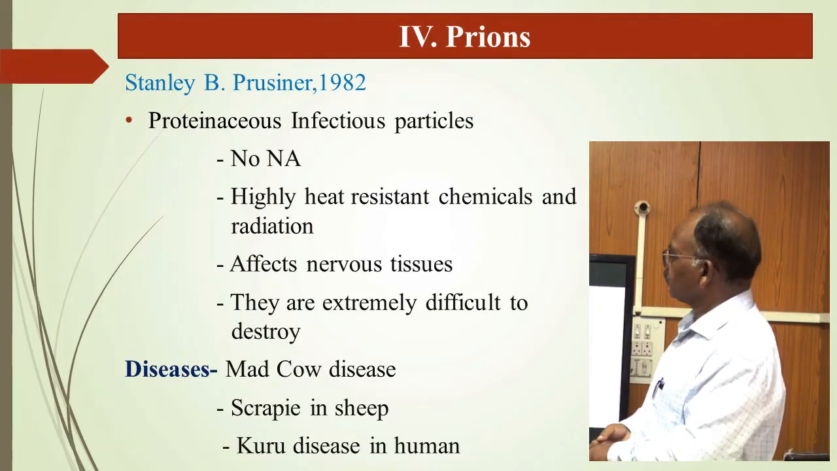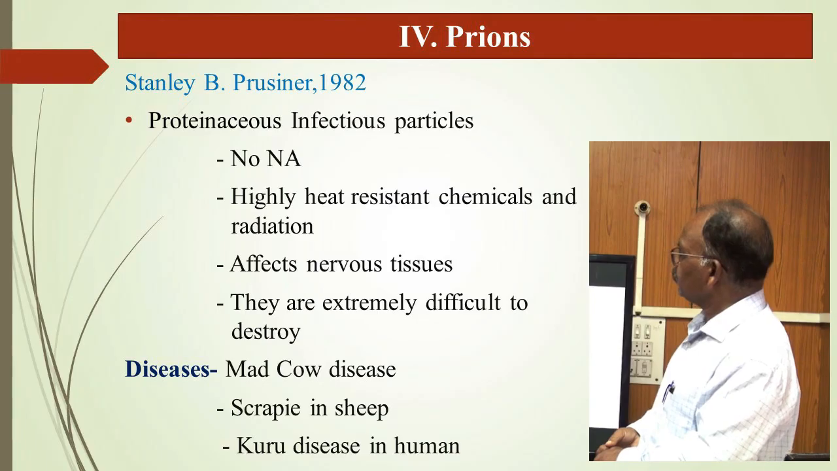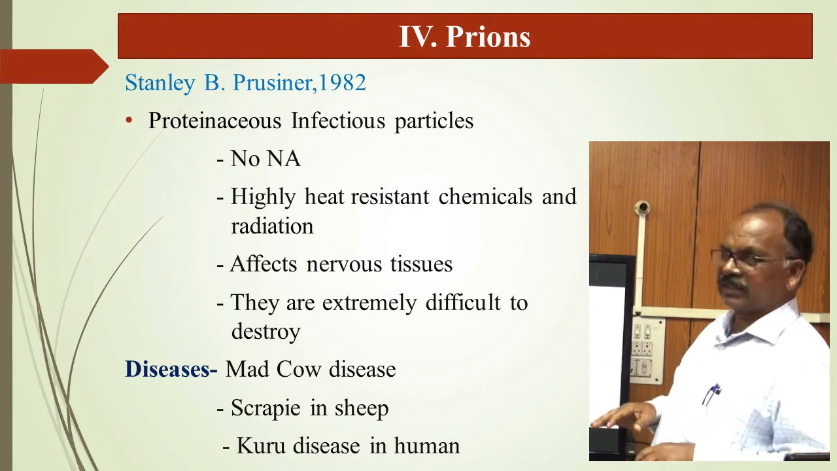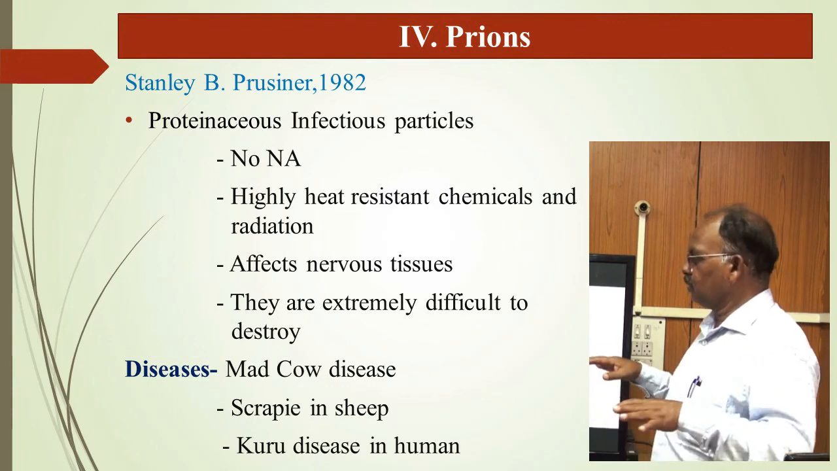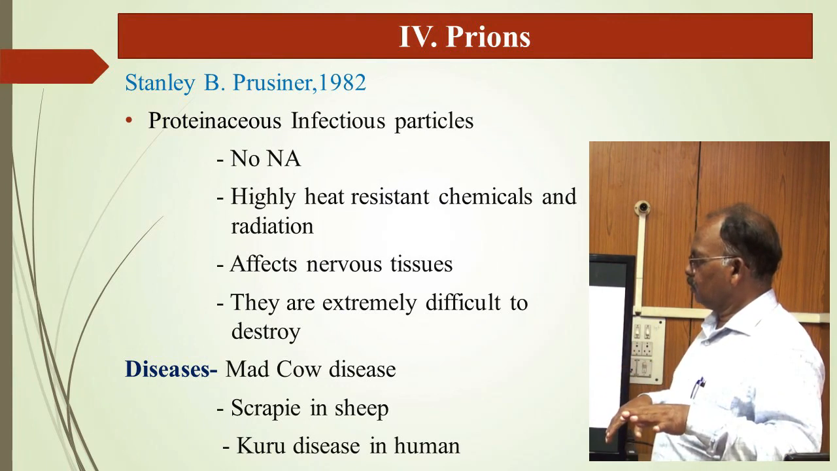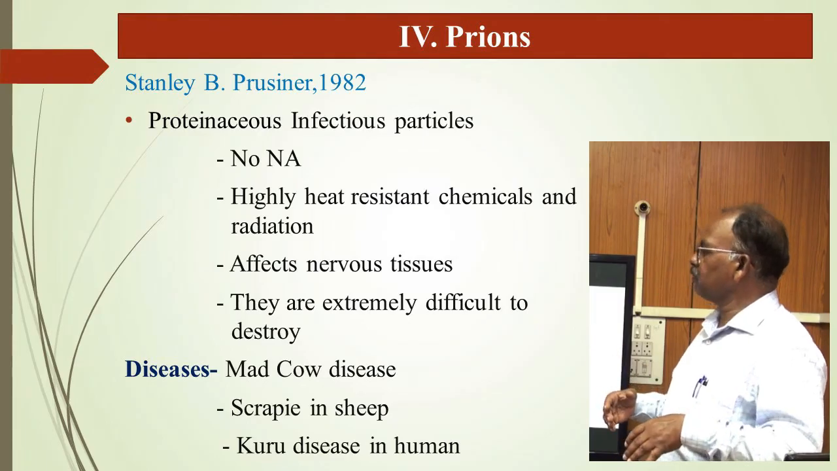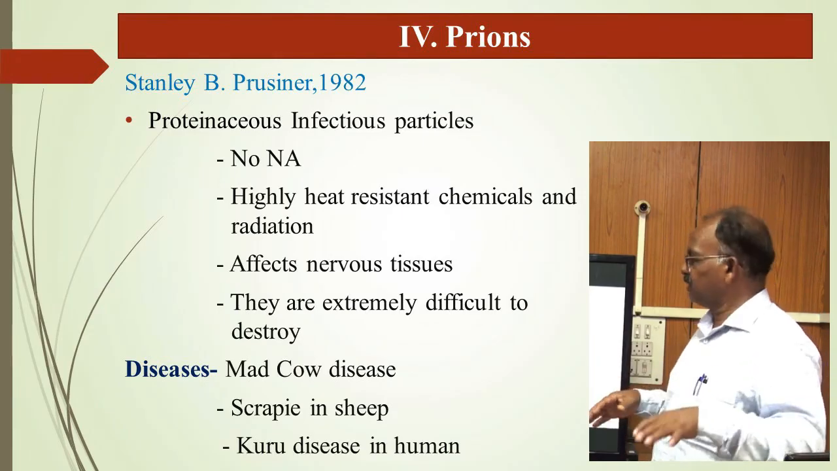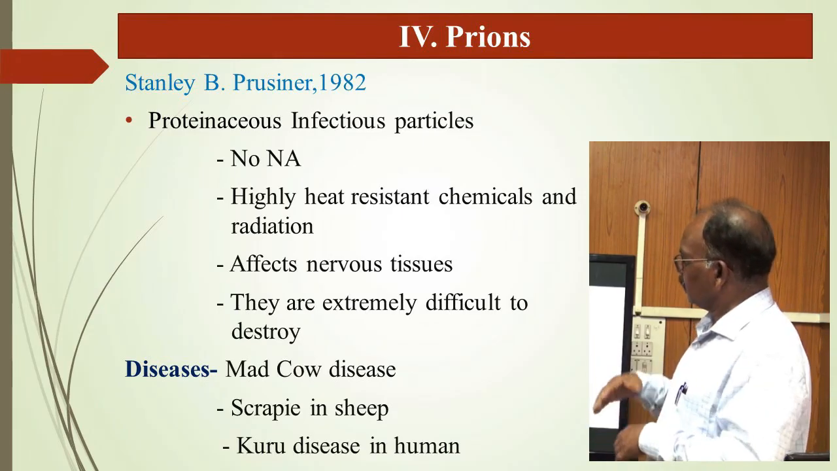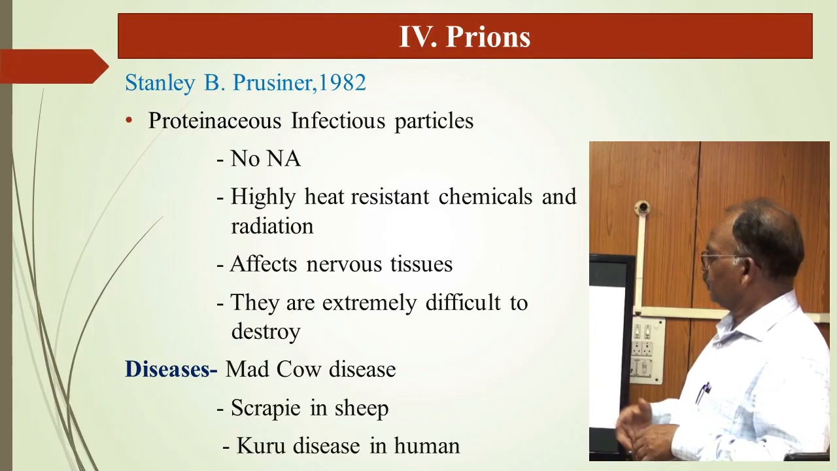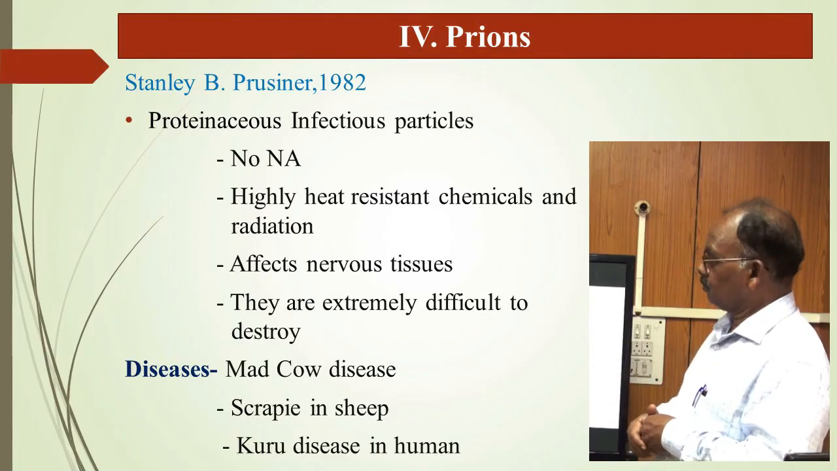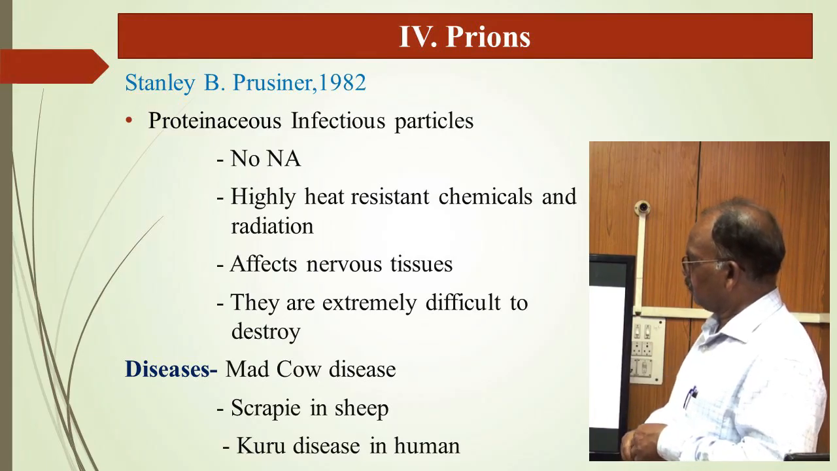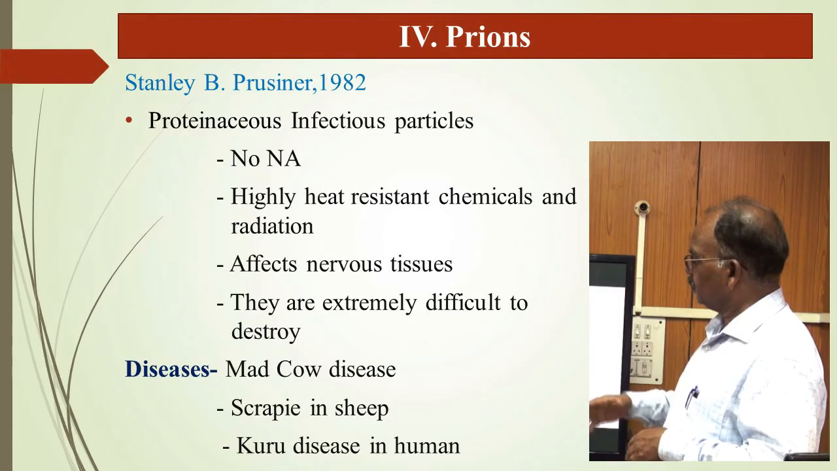Prions were discovered by Stanley B. Prusiner in 1982. Prions are proteinaceous infectious particles. There is no nucleic acid. Infectious protein is called prions. Prions are highly resistant to heat, chemicals and radiation. They also affect nervous tissues. They are extremely difficult to destroy. Some diseases are mad cow disease, scrapie in sheep, and kuru disease in humans.